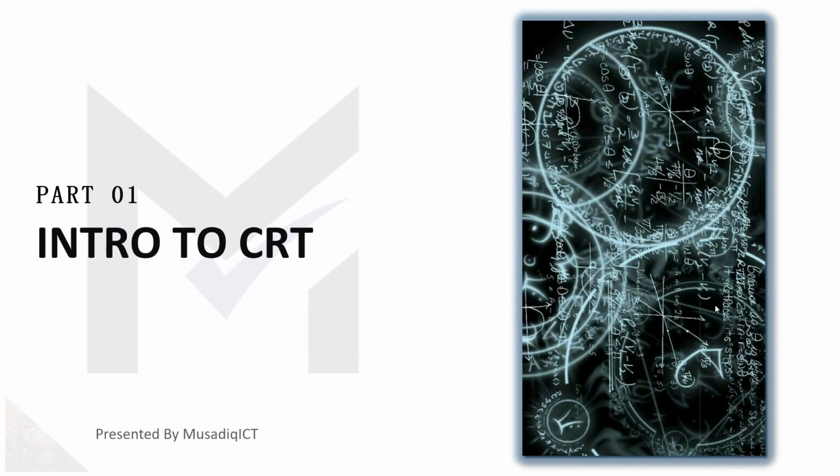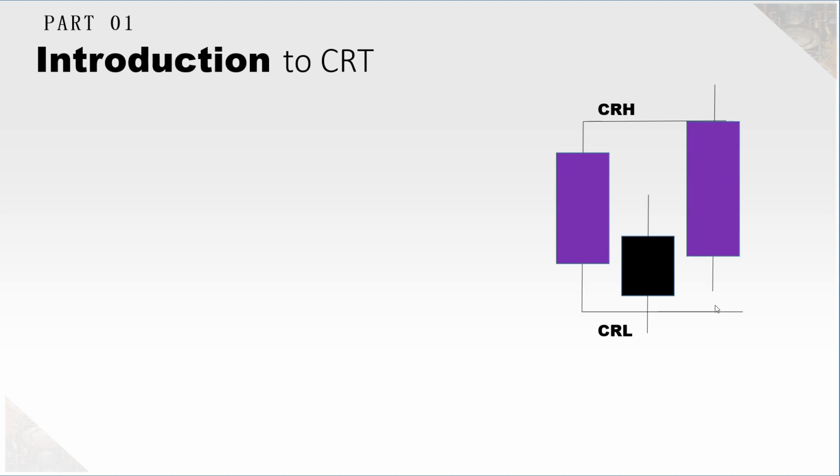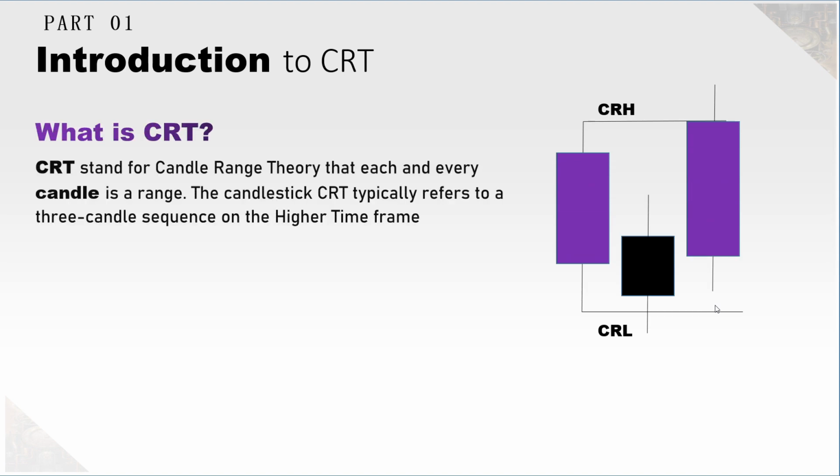introduction to CRT, candle range theory. So now what is basically CRT? CRT stands for candle range theory, meaning each and every candle is a range. The candlestick CRT typically refers to a 3 candle sequence on the high time frame. If you're looking at this pattern on the chart, in the example, this pattern basically has the CRT low, candle range low, and candle range high.